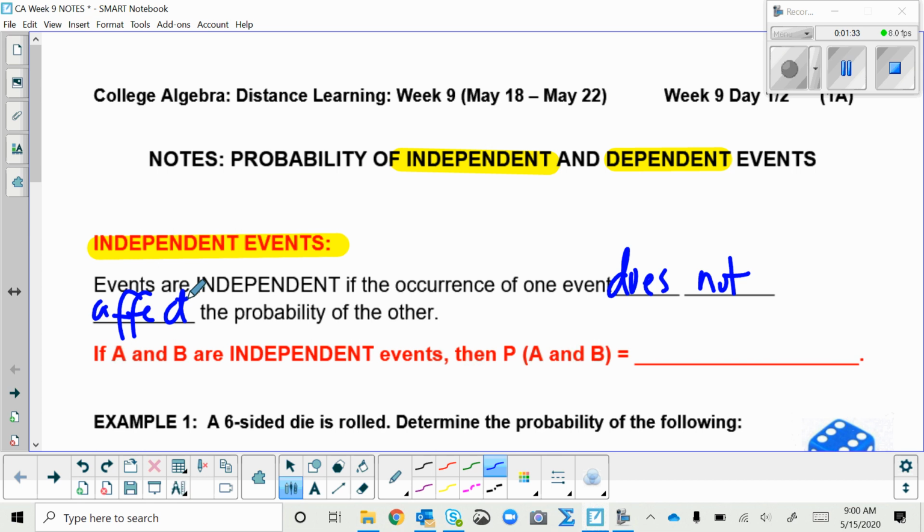If A and B are independent events, then the probability of A and B is the probability of each of them individually multiplied. We're going to multiply those. And when I say the probability of A and B, I mean you're doing your experiment multiple times, and what's the probability of different outcomes occurring over the entire experiment.